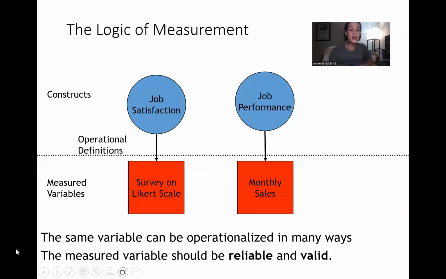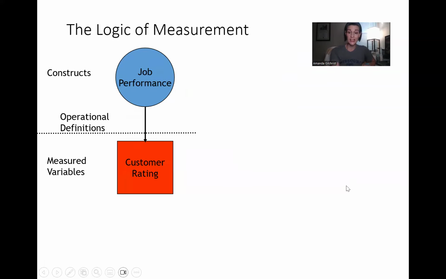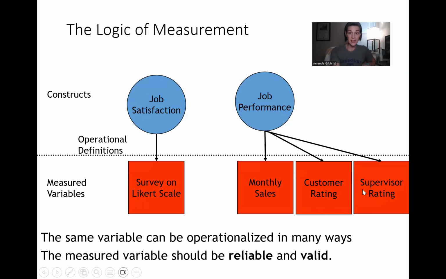Now, another thing to note is that you can measure variables in a variety of different ways. This is not the only way to measure job performance. This is not the only way to measure job satisfaction. So the same variable can be thought of and operationalized in a lot of different ways. But one thing that's really important, the measured variable should be reliable and it should be valid. So for example, another way to operationalize job performance could be customer ratings or supervisor ratings.